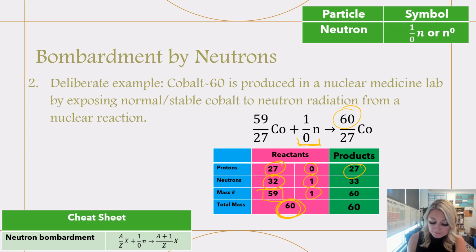We have 27 protons because it's still cobalt. Now we have an additional neutron. 60 minus 27 is 33 neutrons, but again, the value is the same. We have the same mass from the reactants to the products.